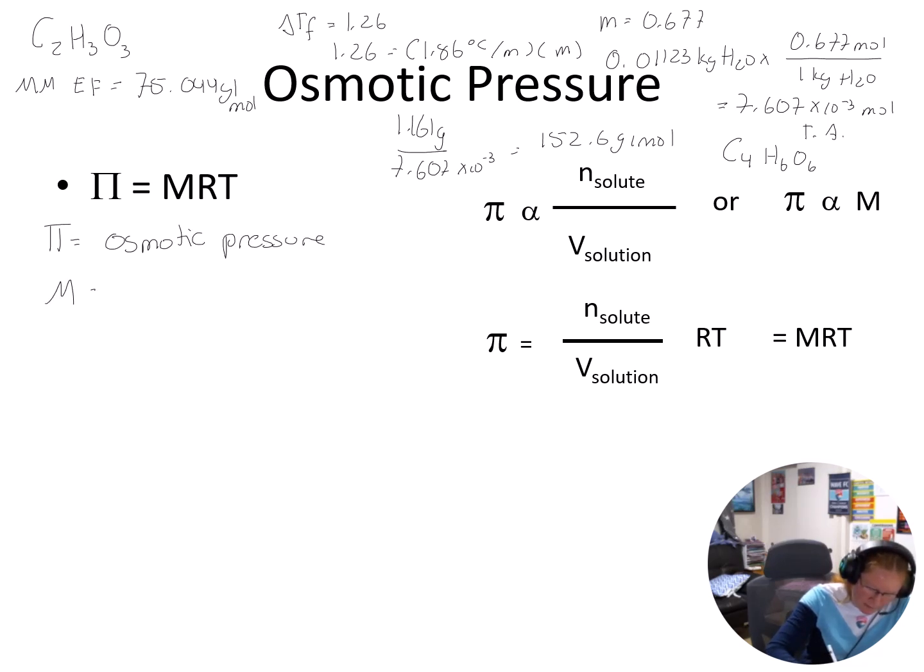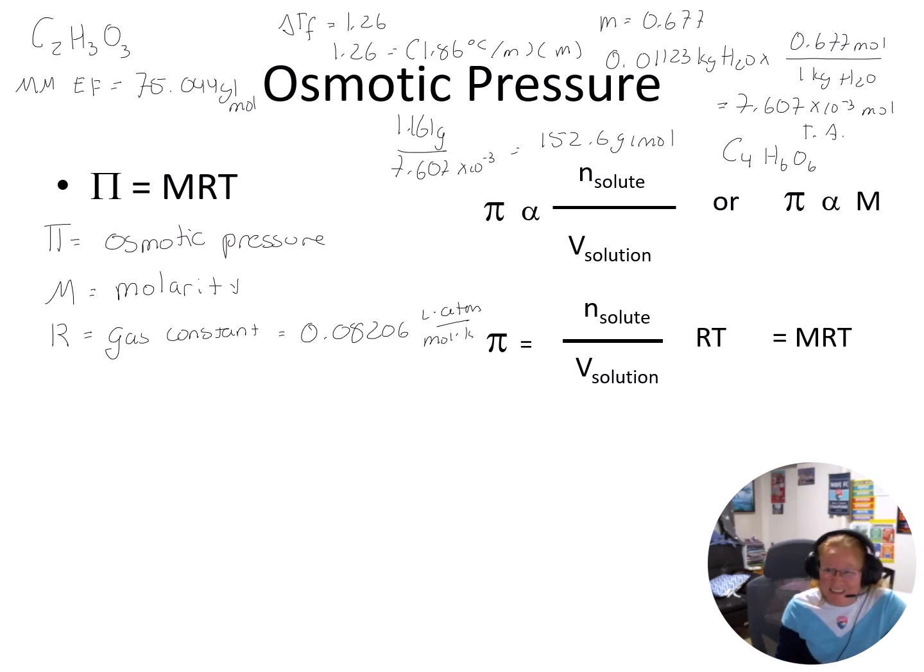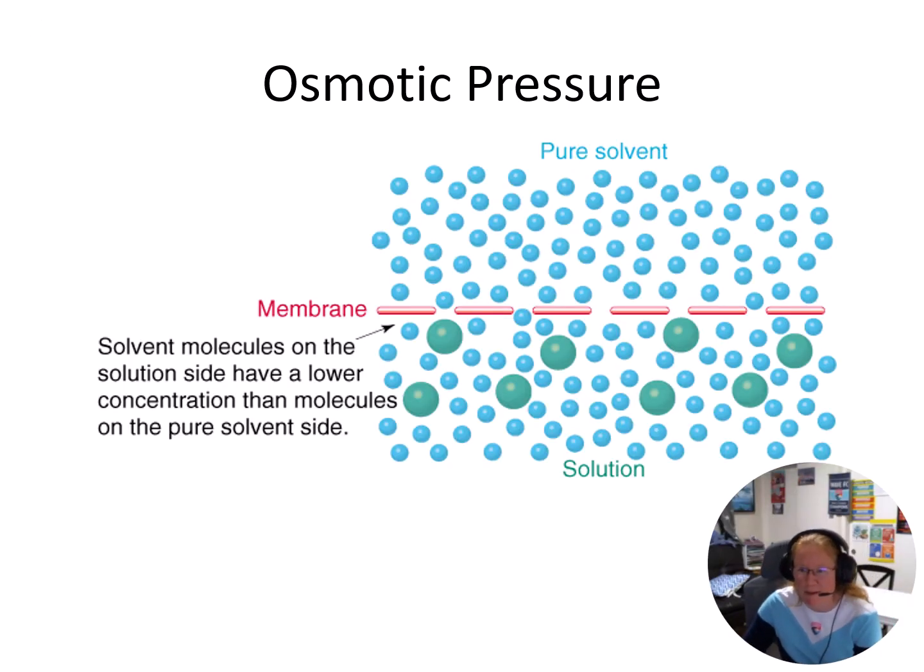Okay, capital M, this time it's molarity. R is the gas constant, usually 0.08206 liter atmosphere per mole Kelvin, because we're not dealing in energy this time, so we're back to this one. And then T is temperature in Kelvin. Okay? All right, so when we look at osmotic pressure, I've got this semipermeable membrane.